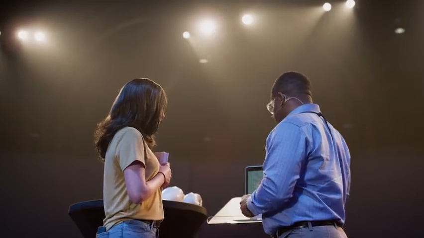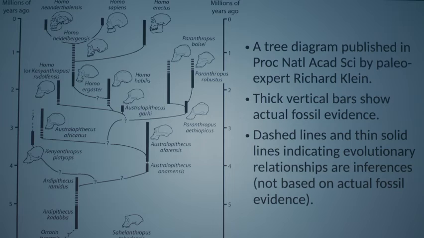Could you pull up the slide you showed with the different human evolution tree? This one? Can you explain this slide to me? Sure. It shows the idea of the human evolution tree over time. This chart is from Professor Klein at Stanford.